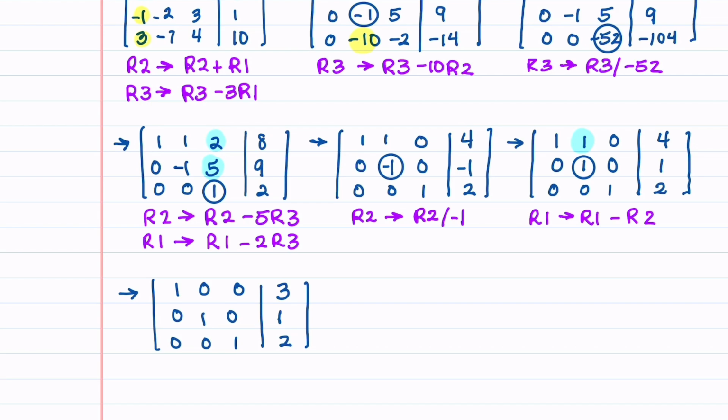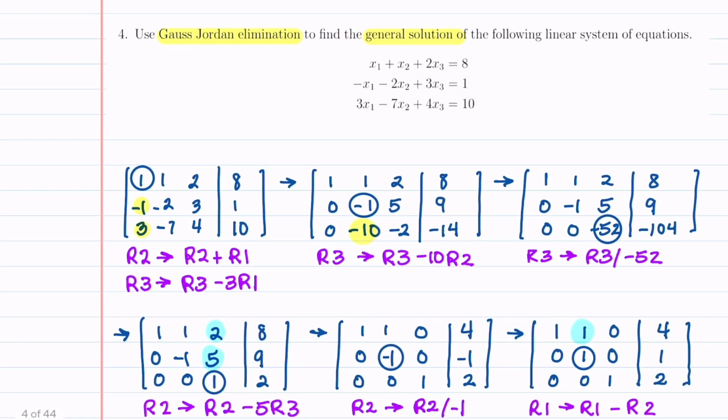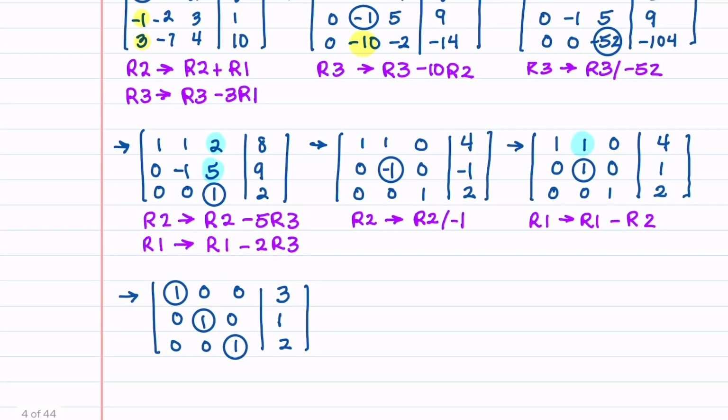Now we have our answer in reduced echelon form. We're going to circle our pivots, and then we're going to solve for those pivot variables. Let's look back up here at the top. Our variables were x1, x2, and x3. So we can read off going across the first row, x1 is equal to 3. Across the second row, x2 is 1. And then across the third row, x3 is equal to 2.